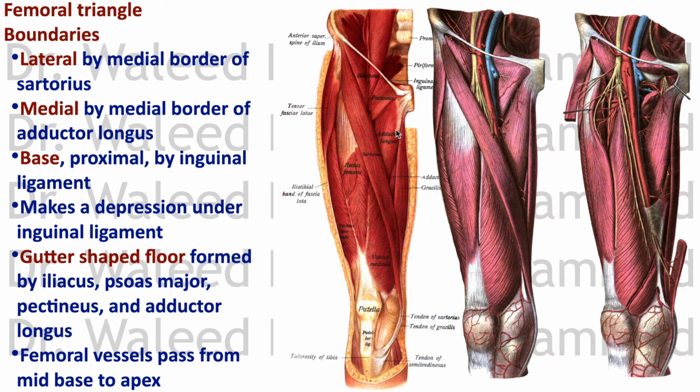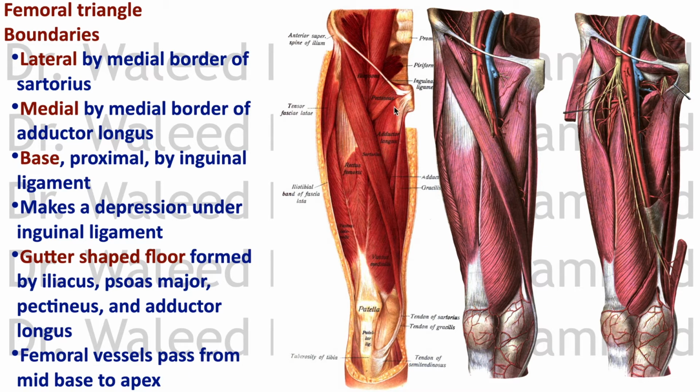Some books do not consider the adductor longus part of the triangle, so they designate the medial border as the lateral border of adductor longus. But it makes sense to count the medial border of adductor longus as the medial border for the femoral triangle. The base is formed by the inguinal ligament, and it makes a depression under the inguinal ligament.